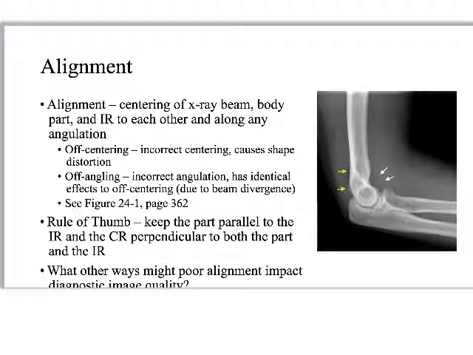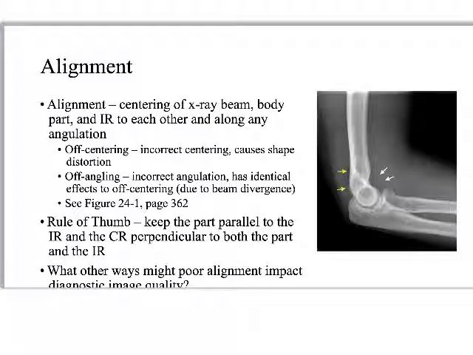All right. Alignment can be defined as centering of the X-ray beam, body part, and the image receptor to each other along any form of angulation. So, in this definition of alignment, I'm including perpendicular as a form of angulation, right? But as we deviate from a perpendicular or ideal alignment, as we start to angle the tube, or the part itself is angled, or the image receptor is angled, we have distortion that can occur.